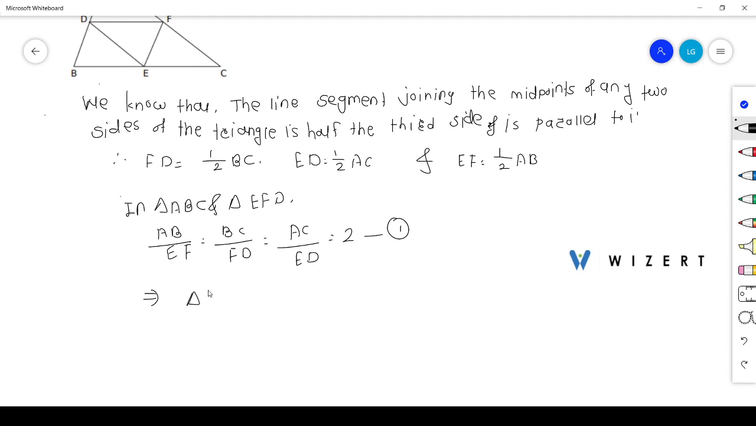So this implies triangle ABC is similar to triangle EFD. This is because of the SSS similarity criteria.